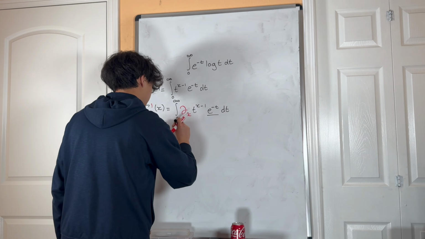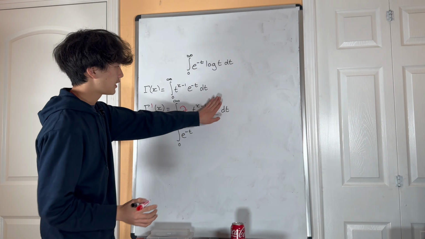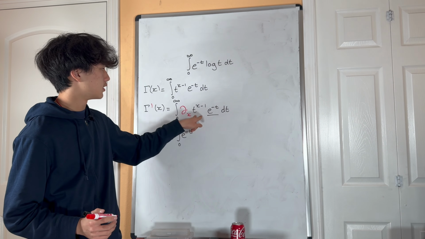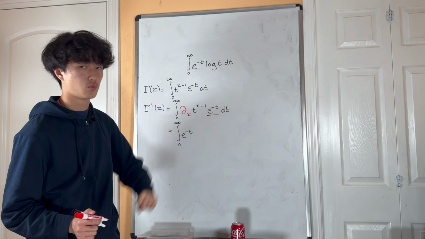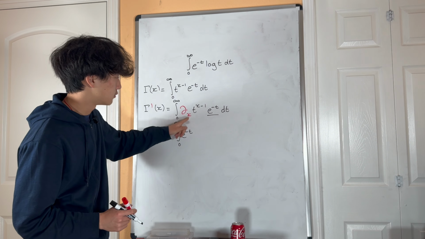Yes, okay. So e to the negative t. Okay, so now that's gone. How about this partial derivative of t to the x minus 1 with respect to x? Well, t is a constant in the x world.